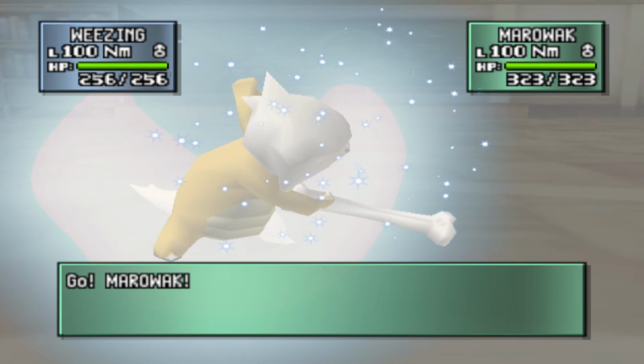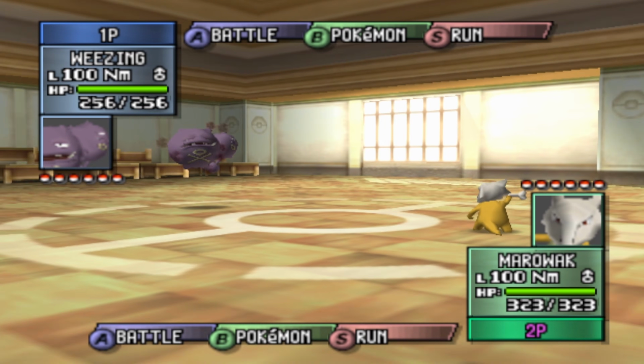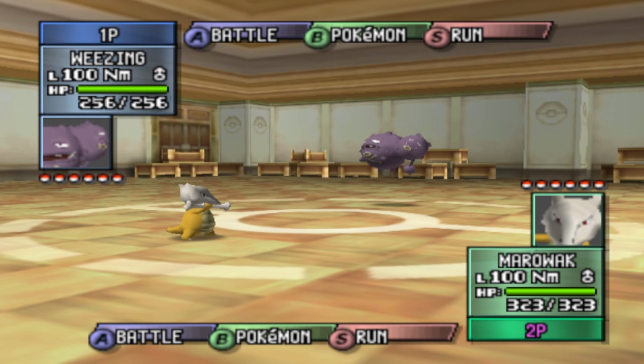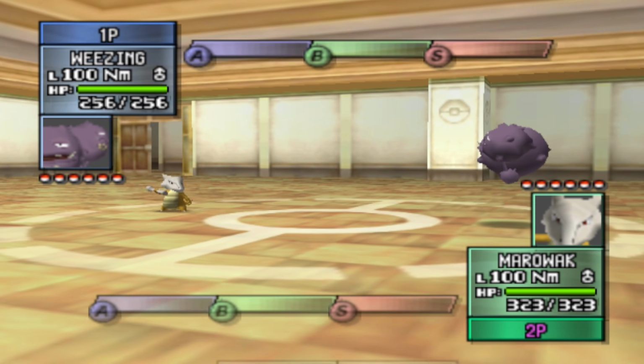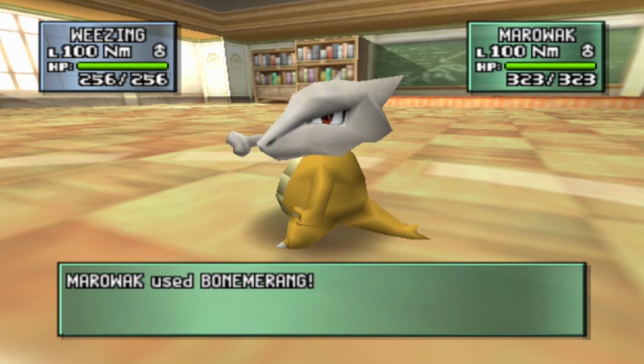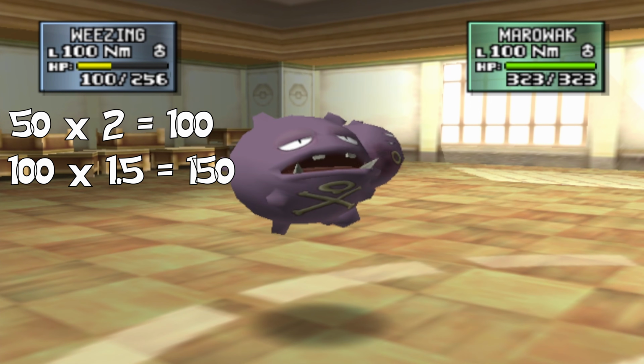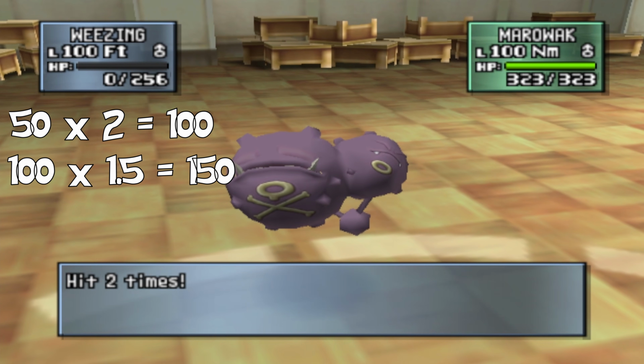Here we have a Marowak, the best monotype Pokemon in the entire franchise. If you challenge me on that, I will attack you. Marowak is a ground-type Pokemon. Marowak is about to use his signature ground-type move, Bonerang. Typically, Bonerang has a base power of 100. But since Marowak is a ground-type Pokemon, and Bonerang is also a ground-type move, that attack gets the same type attack bonus, meaning Bonerang now does 150 damage.